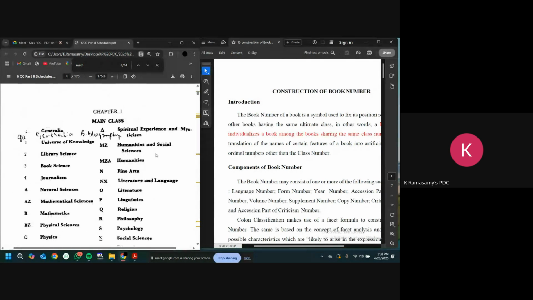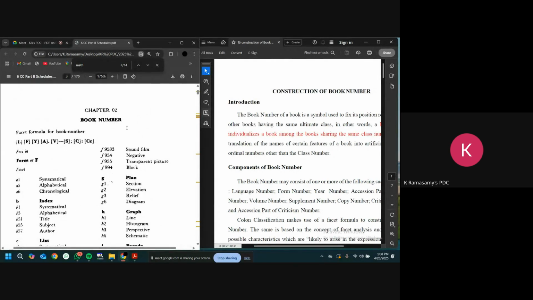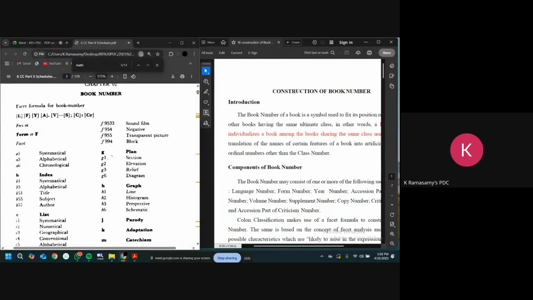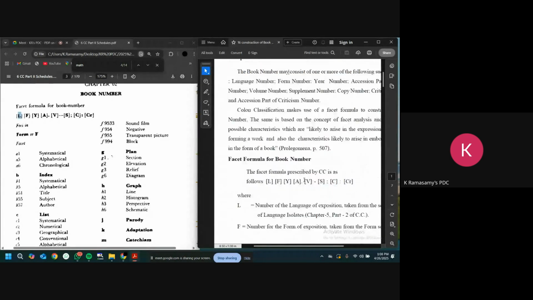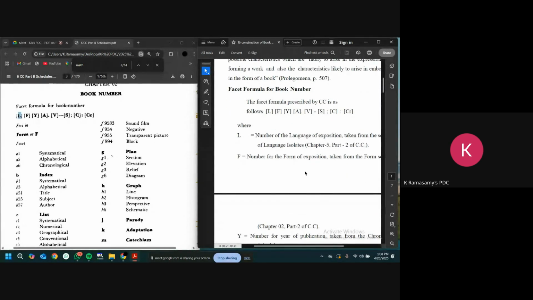So, book number: before the main class, Ranganathan has given a list of book numbers. What is the formula for book number? First, L. L stands for language number. Then, if both are the same language, go for form. Whether it is a form.